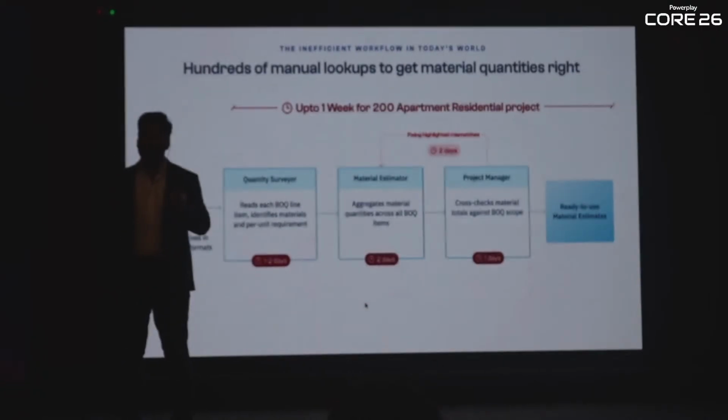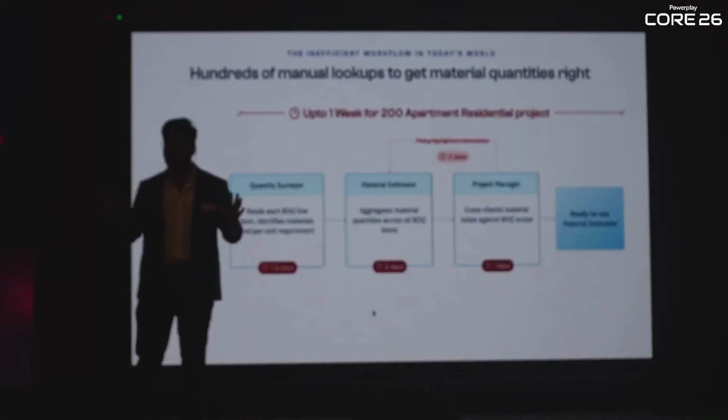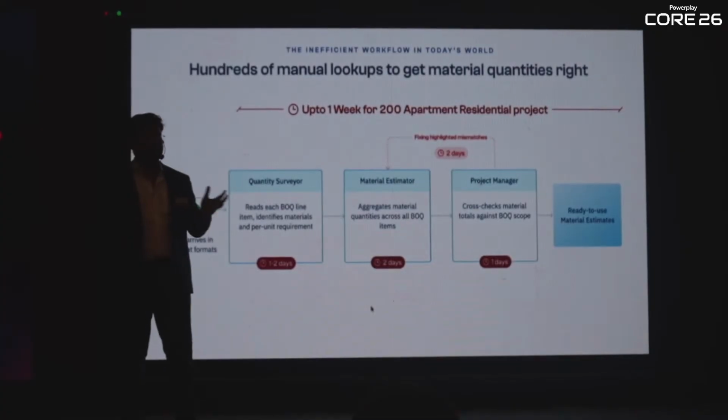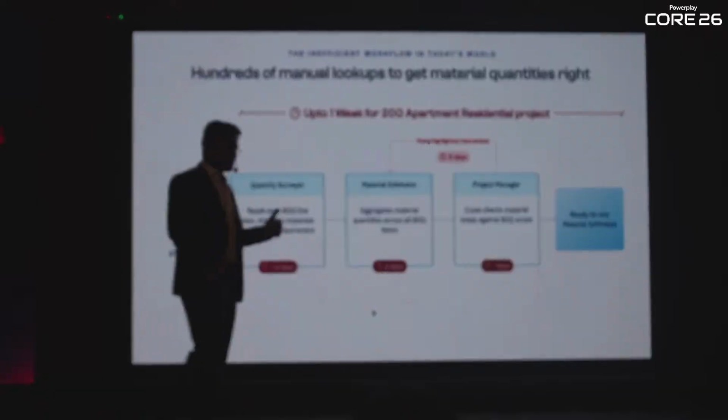Usually, your team reads your BOQ line by line, reads through the detailed description, maps it to materials, and then calculates quantities. It usually takes 2 to 3 days on average for a 12-story building. Let's see how much time our AI agent takes.